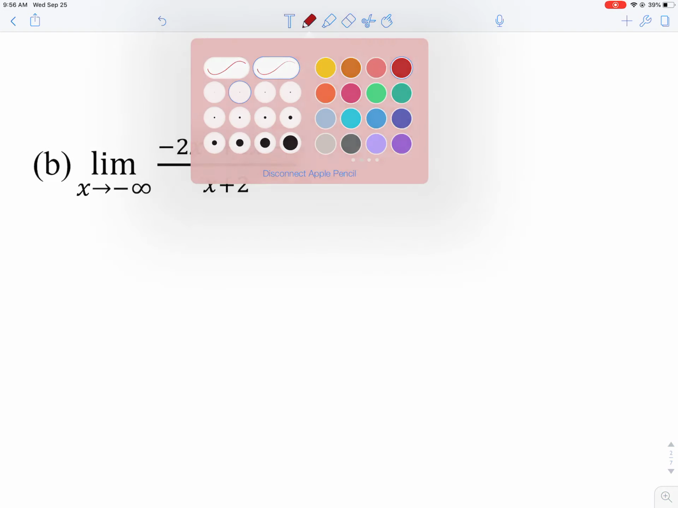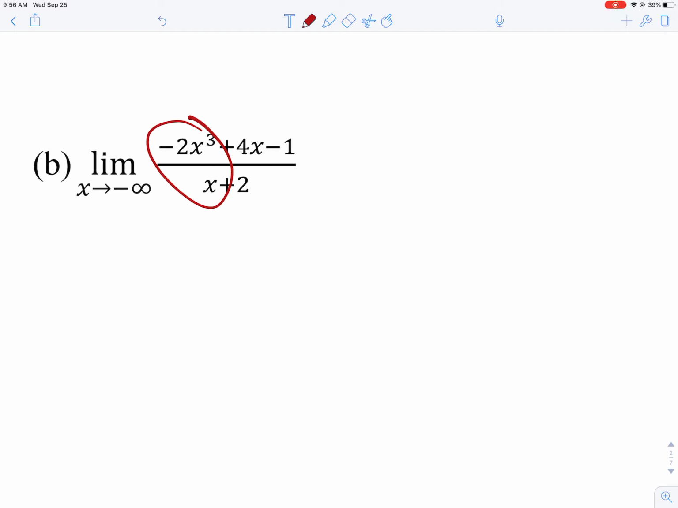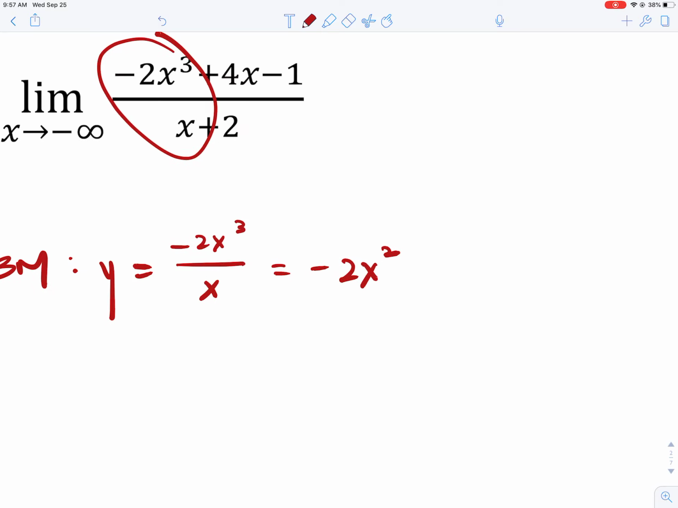Next example. Again, a rational function as x approaches negative infinity. So I'm going to determine the end behavior model from the ratio of the terms that have the largest exponents. Okay, that'll simplify to be negative 2x squared. So this is interesting. We ended up with a quadratic as our end behavior model, and it's a quadratic that has a leading coefficient of negative 2.